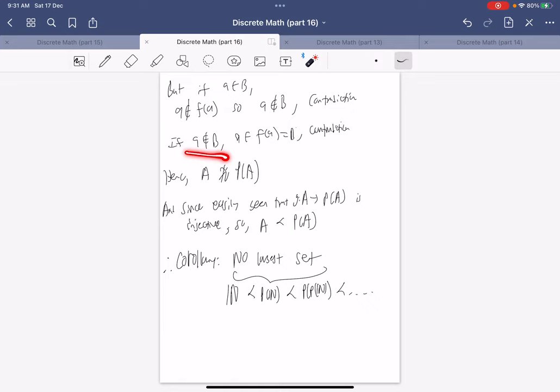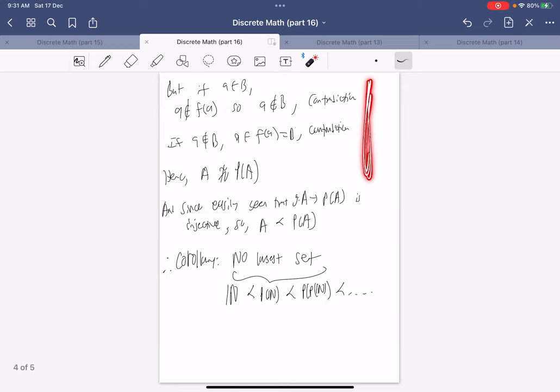Similarly, if a is not an element of B, it means a is an element of f(a), which equals B, so again a contradiction. Hence, A cannot be equinumerous to any of its power sets. And we can obviously see there's an injection from A to the power set. Hence, A is strictly less than the power set. And so this gives us the corollary that there is no larger set of all sets.